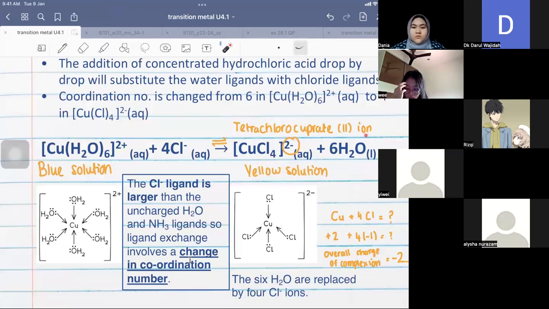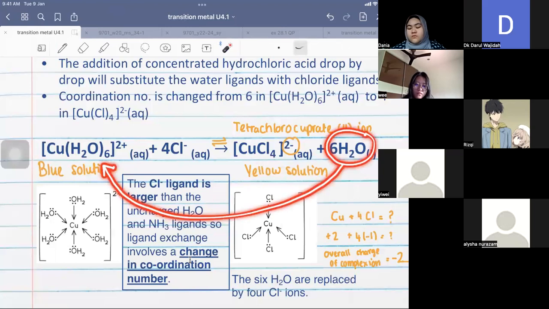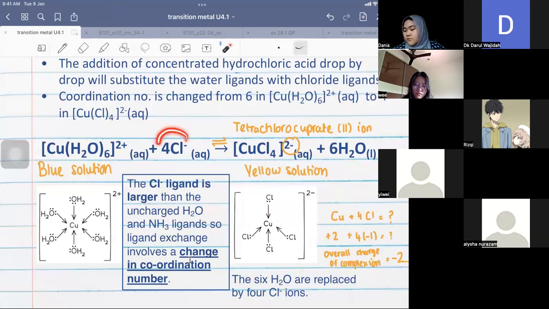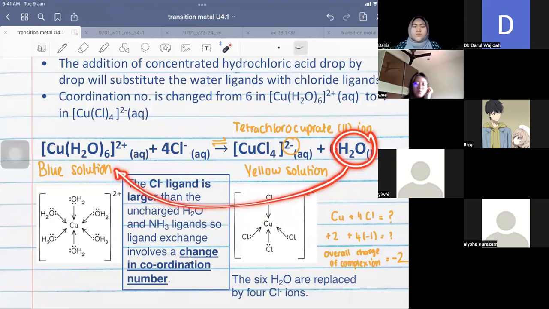However, if we add water to my yellow solution, what will happen? Since it is a reversible reaction, addition of water will favor the reverse reaction. Agree? Looking at Le Chatelier's principle. So if I add water, my yellow solution will turn back to blue. It depends on what we add. If we add chloride, the forward reaction is favored, and blue goes to yellow. If we add water, the reverse reaction happens, so the yellow solution turns blue.